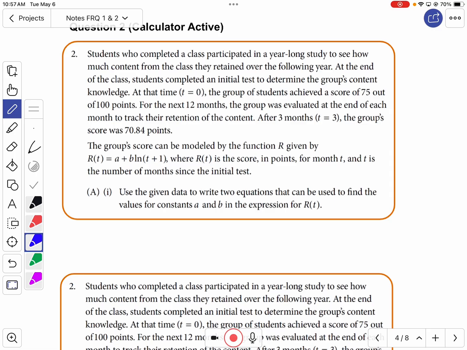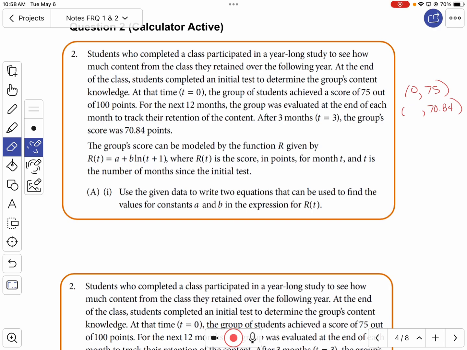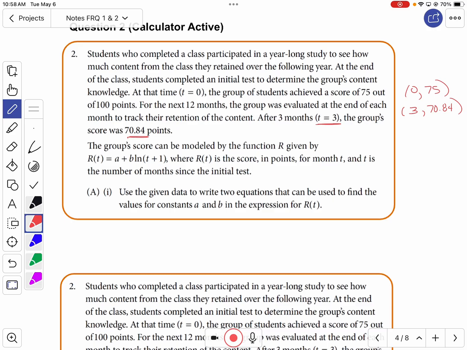Now, I want to tell you what I get out of all of those words. I get 2 ordered pairs. At 0, they made a 75, and at 3, they made a 70.84. That's what I see in all of what I just read right there. You need to look for some math. There's going to be something in there that you're probably going to need. Oh, not 12, after 3 months. Sorry, I wrote that down wrong. So t equals 3, 70.84, t equals 0, 75.